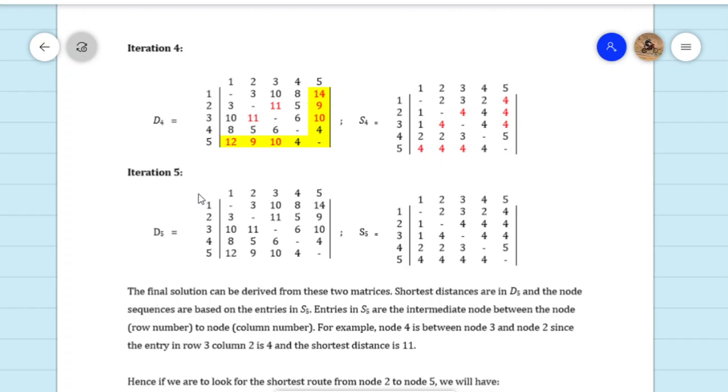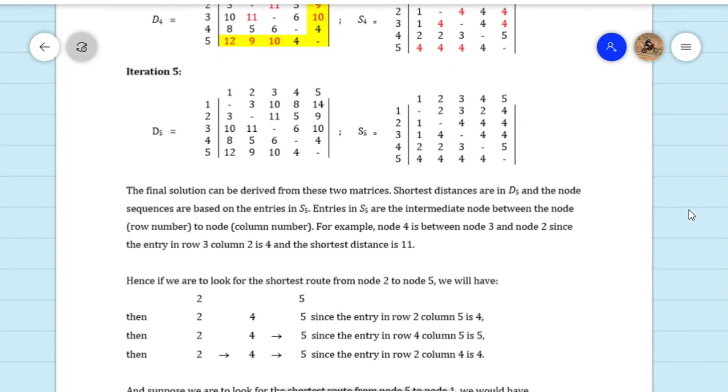Therefore, the number of iterations in the algorithm will depend on how many nodes are there in the network. Since there are 5 nodes, then we should be up to iteration 5. Okay, so we end at iteration 5. Therefore, we have the final matrices. The distance matrix is D sub 5. The node sequence matrix is S sub 5.